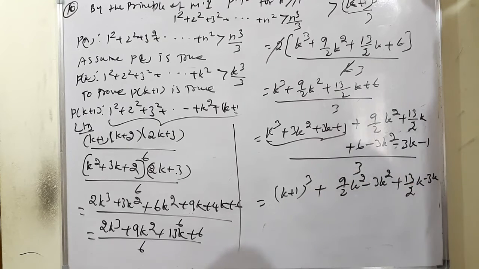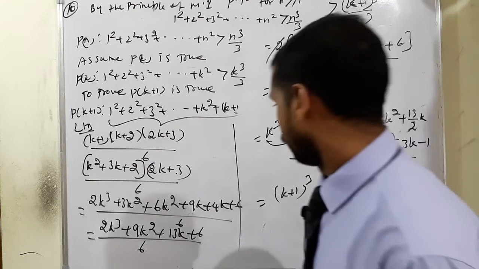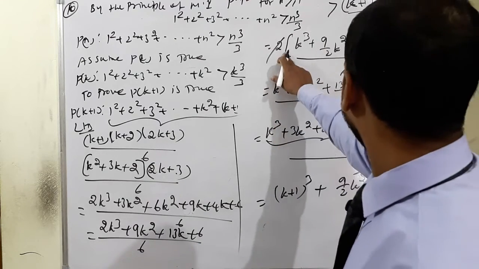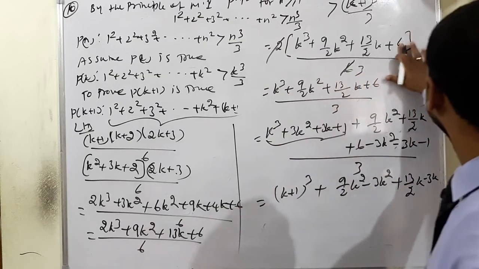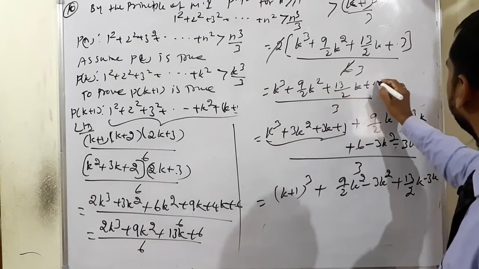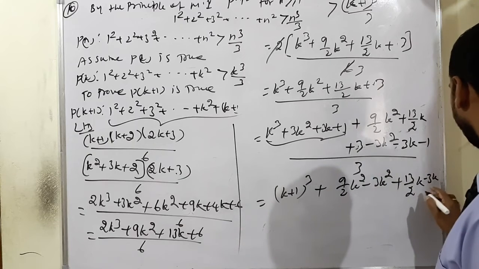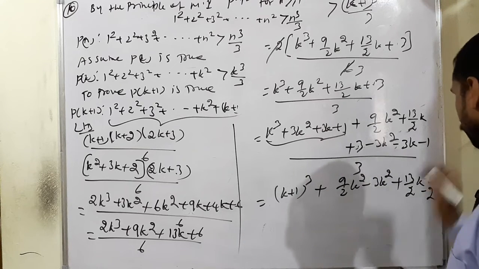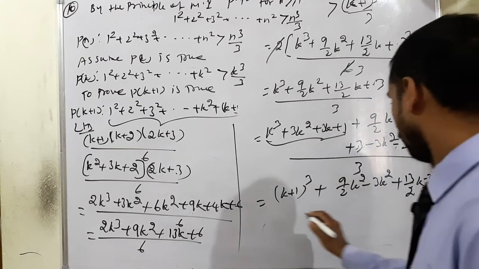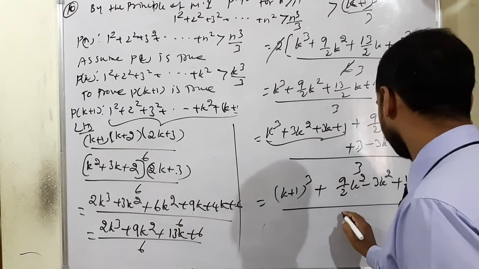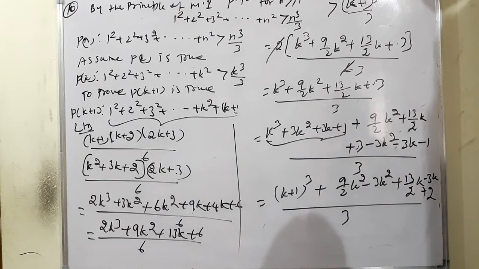So now, already 2 is taken common outside, so 6 becomes 3 there. Here also 3, isn't it? Therefore, 3 minus 1 means only 2 will come, positive 2. Then the whole term divided by 3, isn't it?